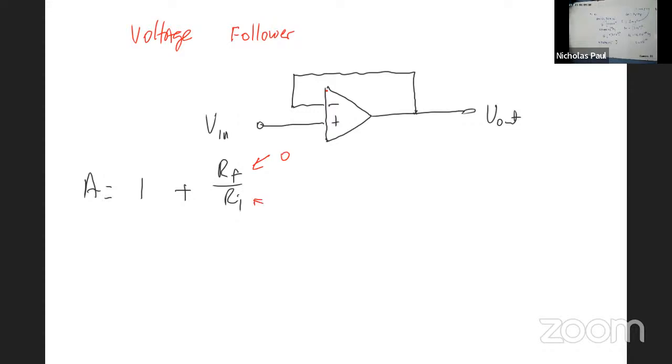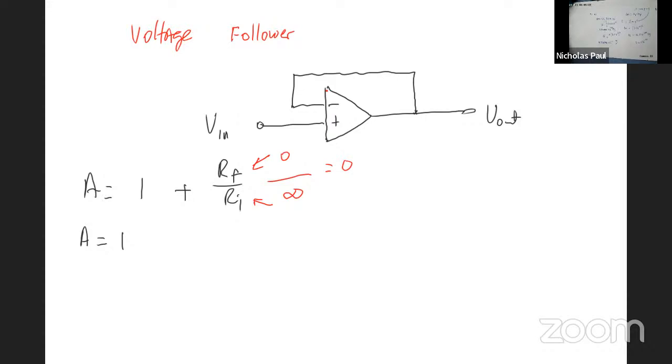Anybody remember online? What is input impedance or resistance for an op-amp? Check back on the properties of the op-amp. Correct, Sylvie. The answer is infinity. And 0 over infinity is 0. So it means that the gain here is 1. So once you see this op-amp with no resistors, that op-amp is a voltage follower, and the gain is 1.